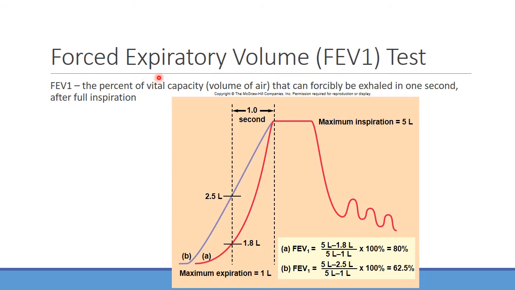So again, looking at forced expiratory volume is another lung test you can do. This is going to be FEV1, which is the forced expiratory volume over 1 second. Basically, this is the percent of vital capacity, or the volume of air that can be forcibly exhaled in 1 second after full inspiration. So you may have the patient breathe normally, have them take a full inspiration, and then force out as much as they can, and you measure what comes out over that 1 second.